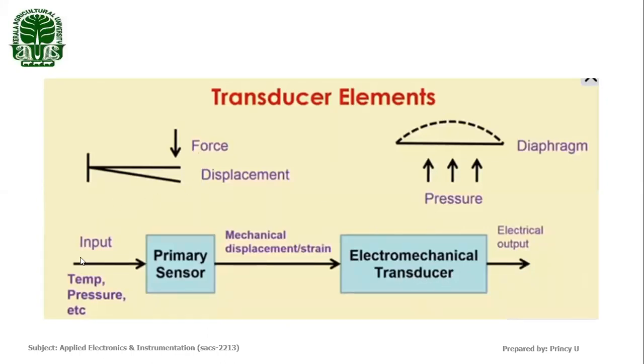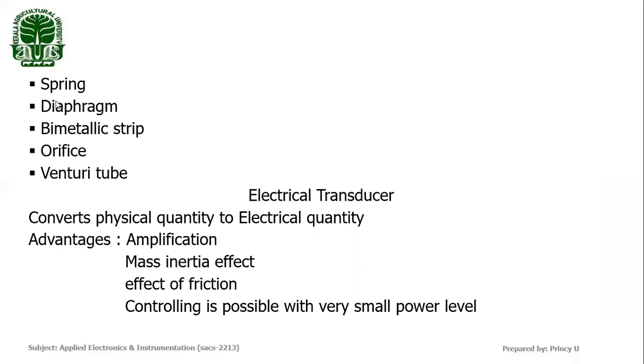Here you can see the input may be temperature, pressure, or anything which is sensed by a primary sensor, and that primary sensor produces an output which is readable by an electrical transducer. That may be mechanical displacement or strain. So the input of a transducer will be mechanical displacement, strain, or any motion, and that motion is converted into our electrical output. Either diaphragm or bimetallic strip is used as a primary sensor.